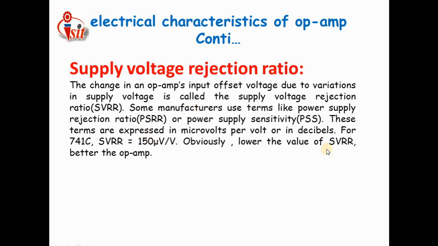Obviously, the lower the value of supply voltage rejection ratio, the better the op-amp. That means whenever we require better performance of an op-amp, the value of supply voltage rejection ratio must be very low.